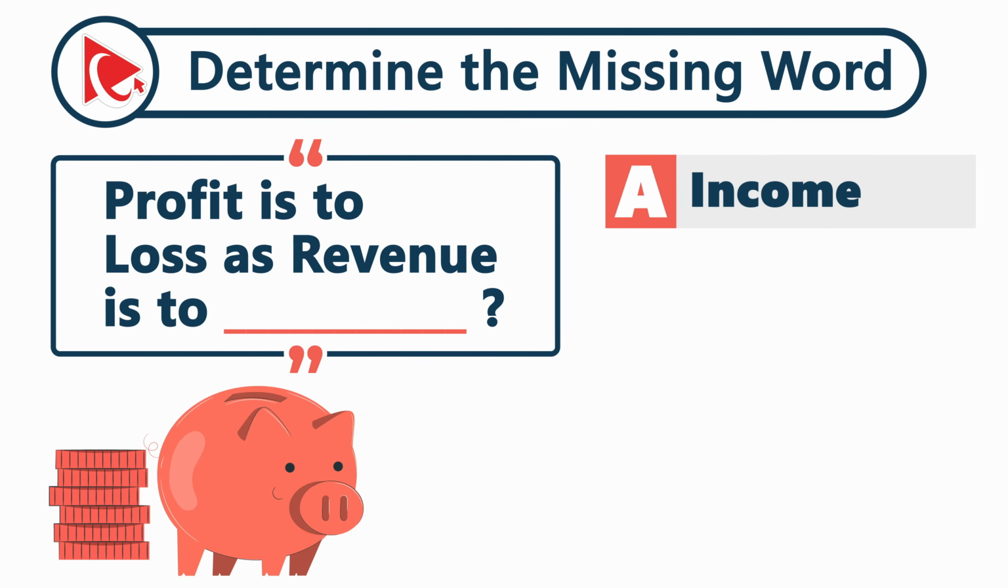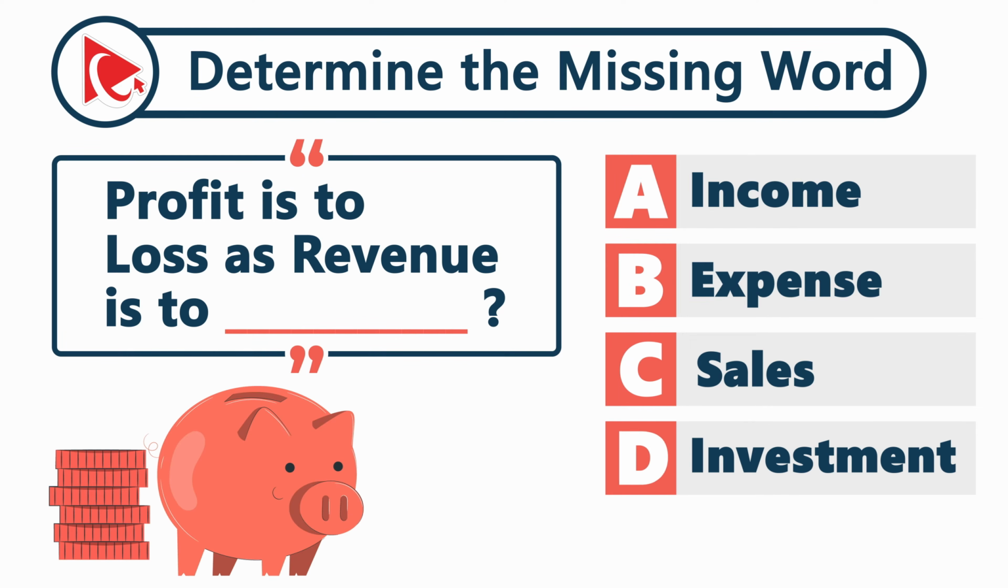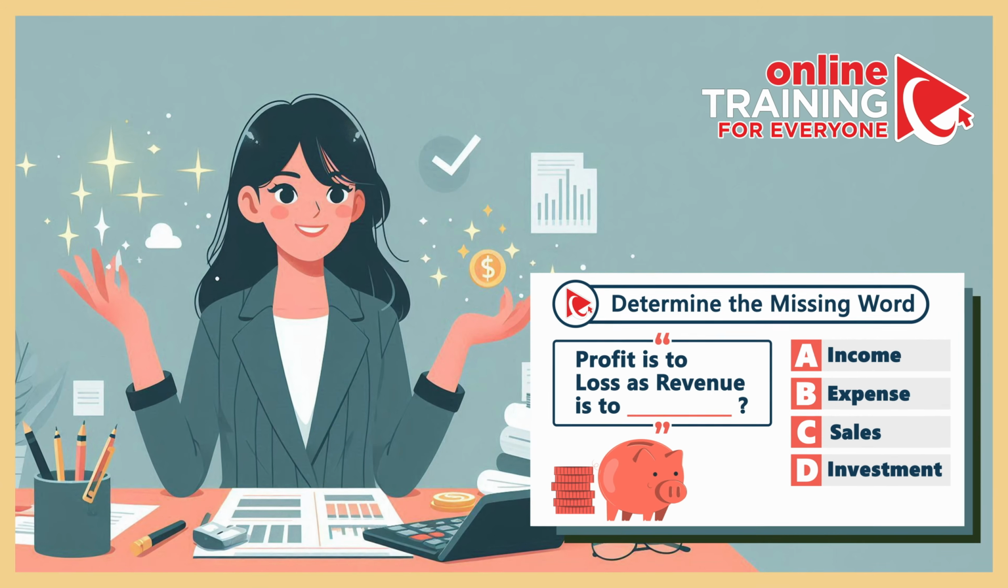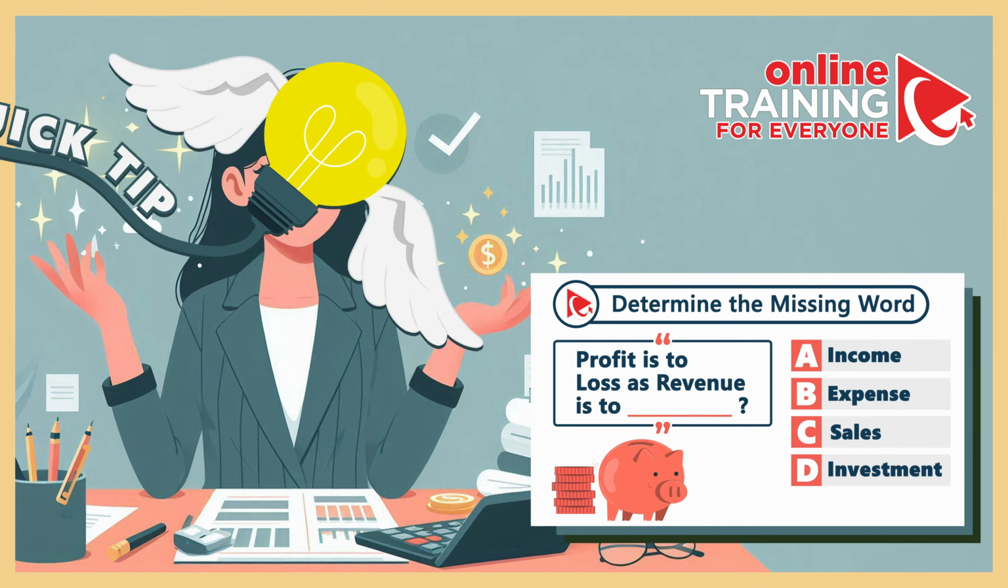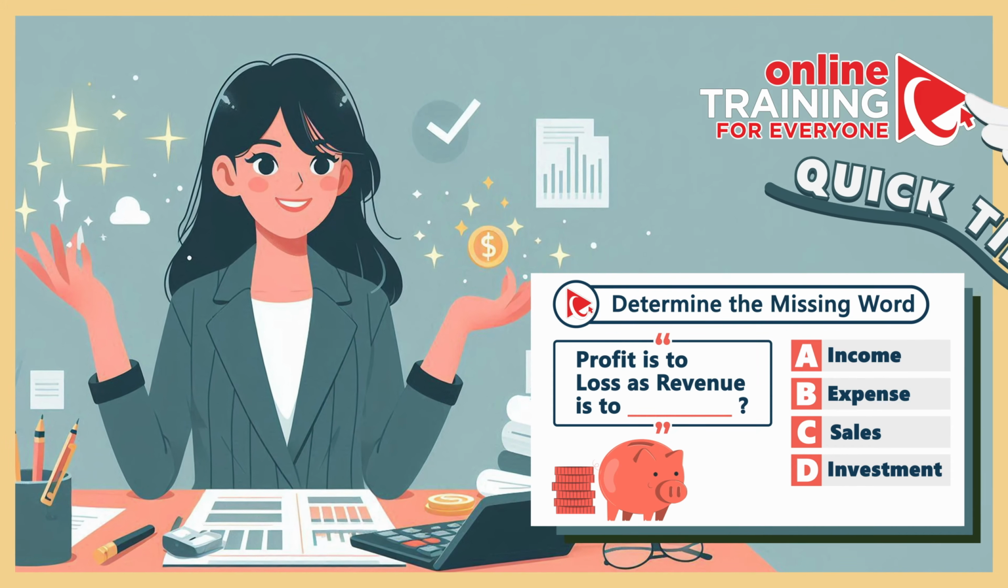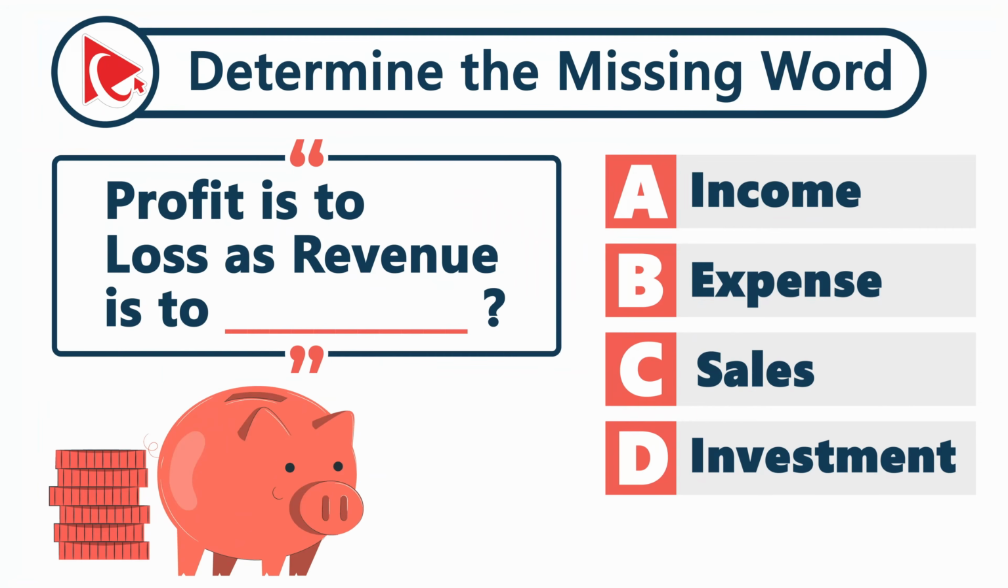Choice A, income. Choice B, expense. Choice C, sales. And last but not least, choice D, investment. Well, it feels like our financial plan is almost there, but it's missing a sprinkle of magic. Let me toss a quick tip to make sure your goals don't just reach the finish line, they cross it doing the victory dance.